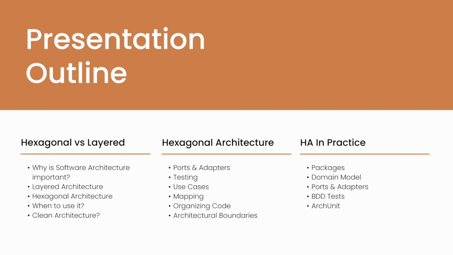So first I'm going to talk very briefly about why software architecture is important, and about layered architecture, which I think most companies are using in most of their applications. I'm sure it will look familiar to you when you see it. Then briefly about hexagonal architecture, the pros and cons, when to use it, and clean architecture, a term that's probably also familiar to most of you. What are the differences, just very briefly. Then we'll dive more into the details of hexagonal architecture: ports, adapters, testing, use cases, mapping, organizing the code, and how we can enforce the boundaries. Then we'll look at some code, if we have time.